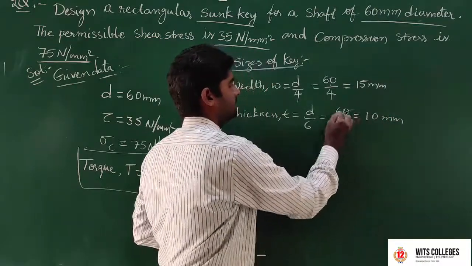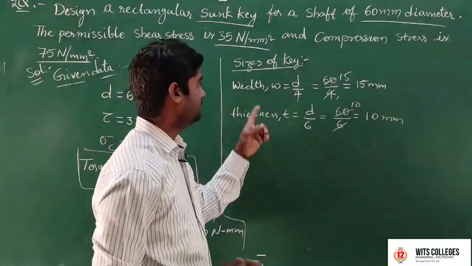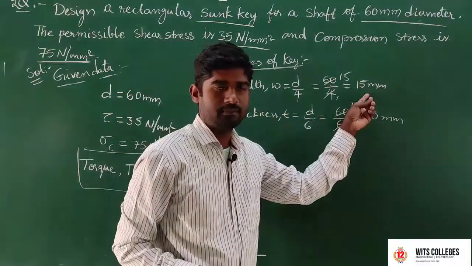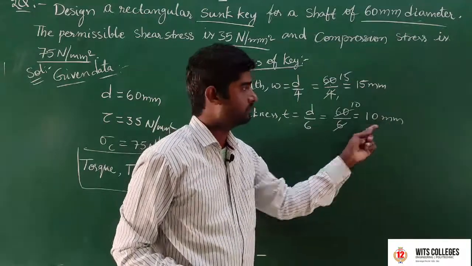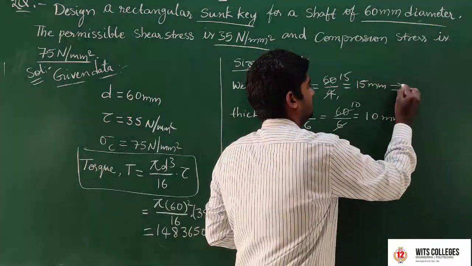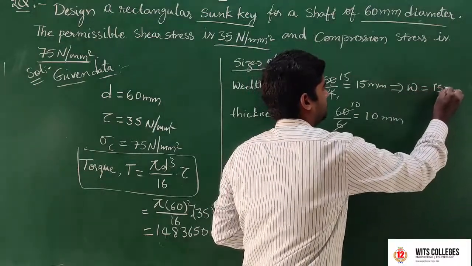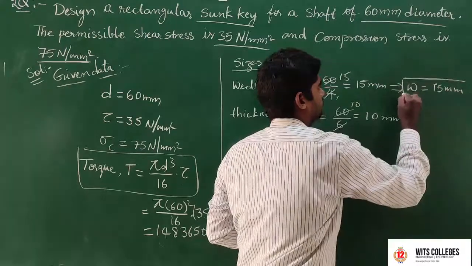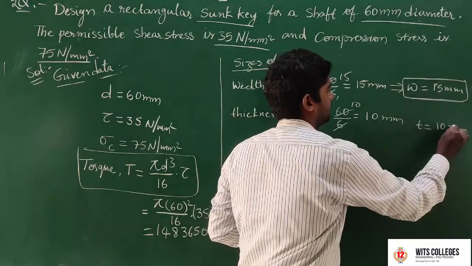Okay. Then W is equal to 15 mm, and T, the thickness, is equal to 10 mm. Okay, write it down this way: width W is equal to 15 mm, thickness T is equal to 10 mm.